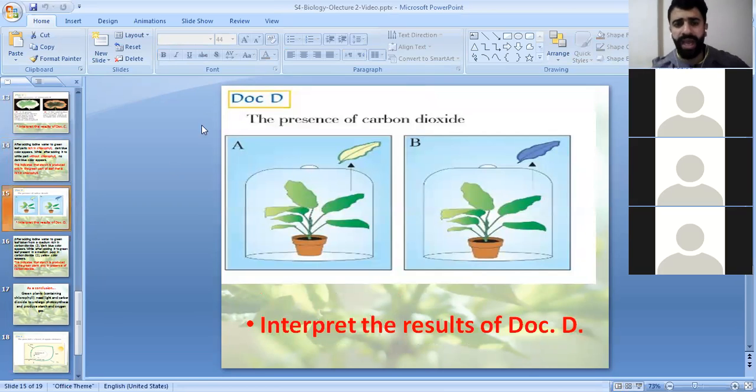So let's move now to document D, the presence of carbon dioxide. In plant A, we have no carbon dioxide, while in plant B, we have carbon dioxide. After treating the leaves of A and B, A, without carbon dioxide, doesn't give a dark blue color with iodine, meaning that there is no starch. While in B, after adding the iodine water solution, it gives the dark blue color. What does this mean? This means that it contains starch, so it applied the process of photosynthesis.